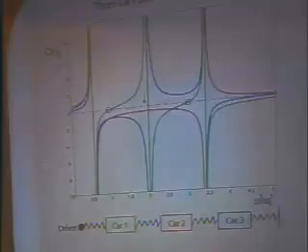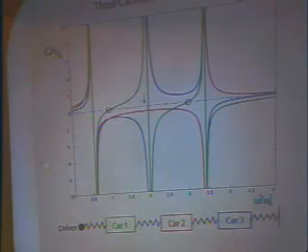Notice that C1, C2, and C3 are all substantially lower than eta 0, because this is in units of eta 0, and they're not even the same. They're all three different. Would I have anticipated that? No, I wouldn't. Maybe two would be the same for me, but not all three different. And that's the case. They're all three different.